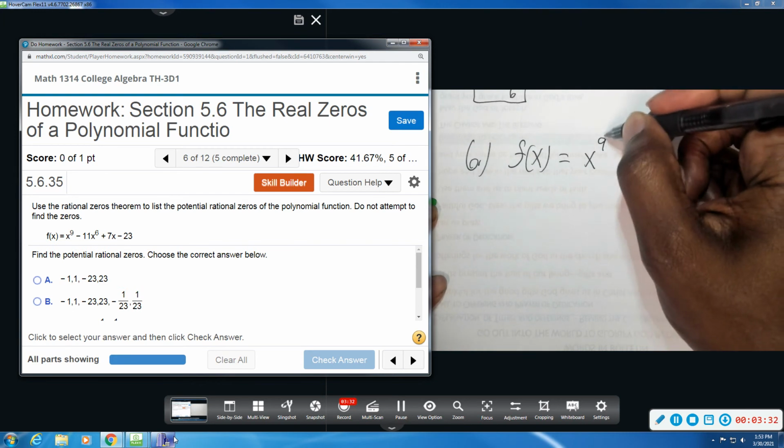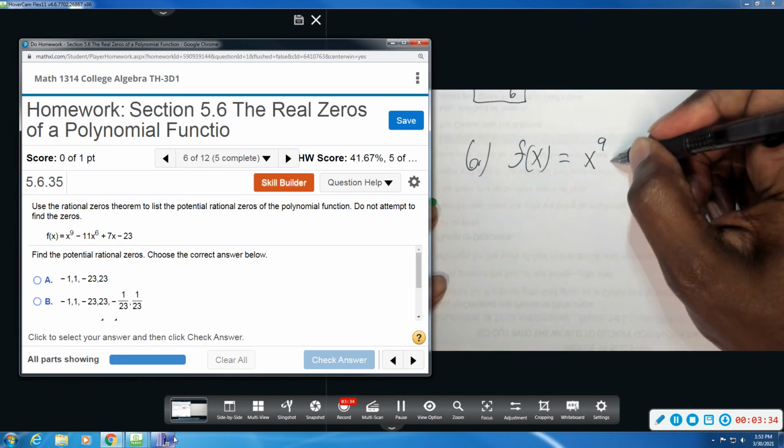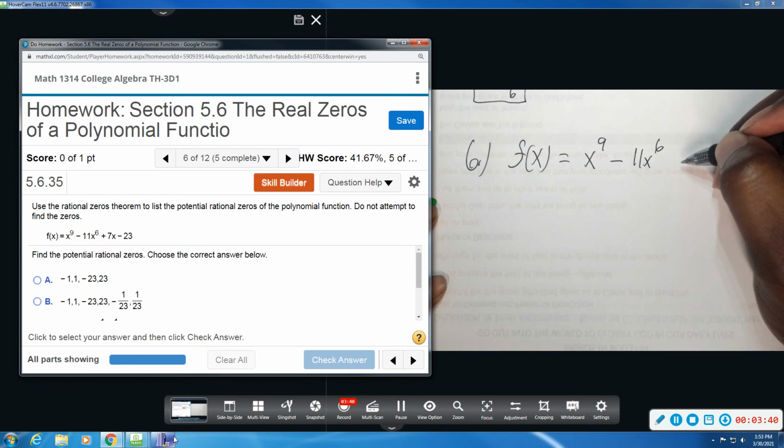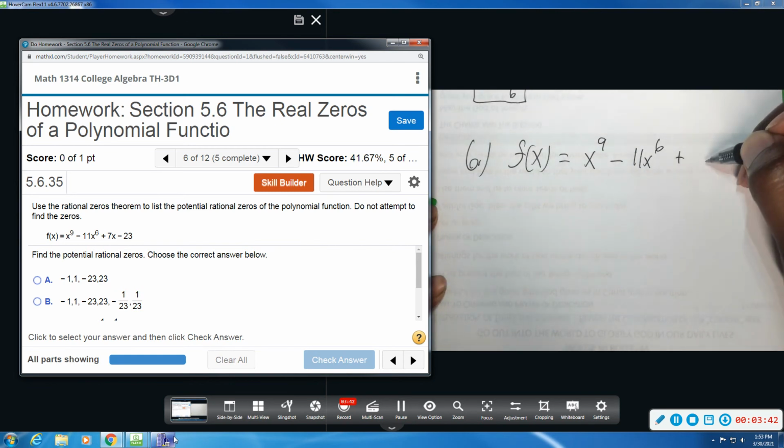It needs to be smaller than 9 after this. So then we have minus 11x to the 6 plus 7x minus 23.